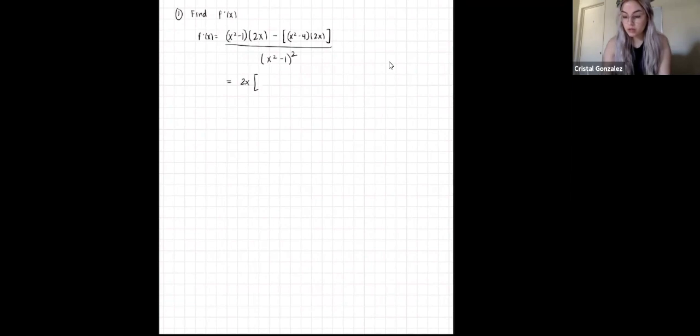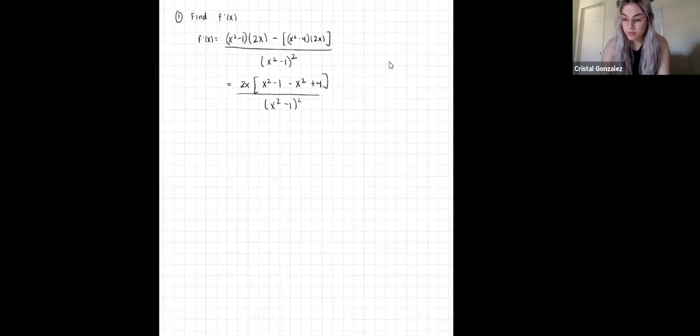2x times x squared minus 1 minus x squared plus 4. So here I just distributed that negative so that I don't have to do it later on, kind of skipped a step there. But here, after I factored out that 2, I distributed the negative right there, and that's how I got that plus 4. And now we can just simplify.